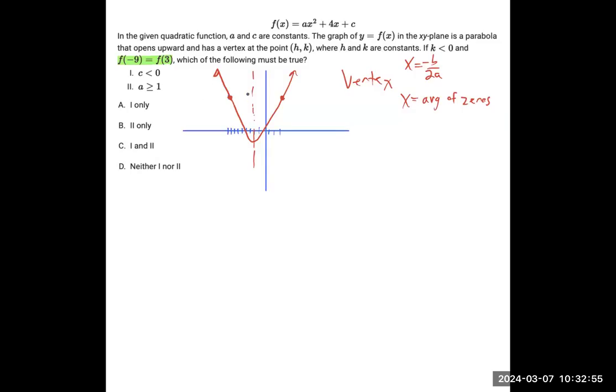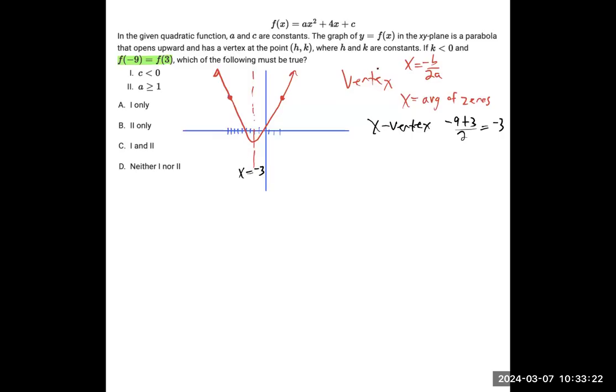We can say, well, the x value of the vertex must be -9 plus 3 divided by 2. It must be the average of those two symmetrically spaced out points. So that's -6 over 2, and that's -3. So we know that this right here is x equals -3.